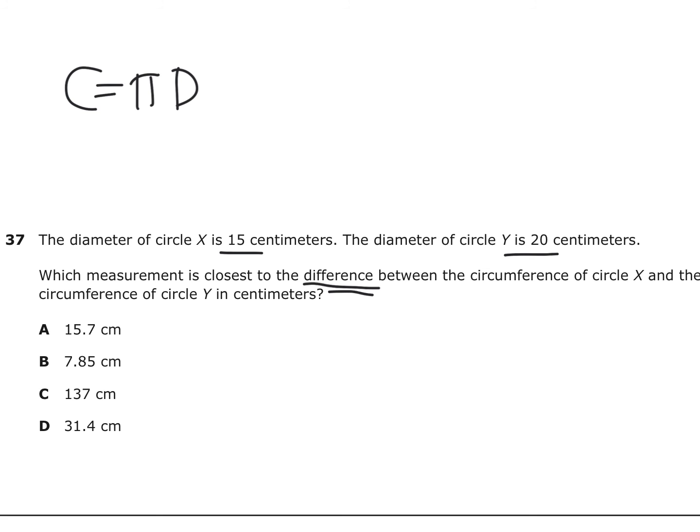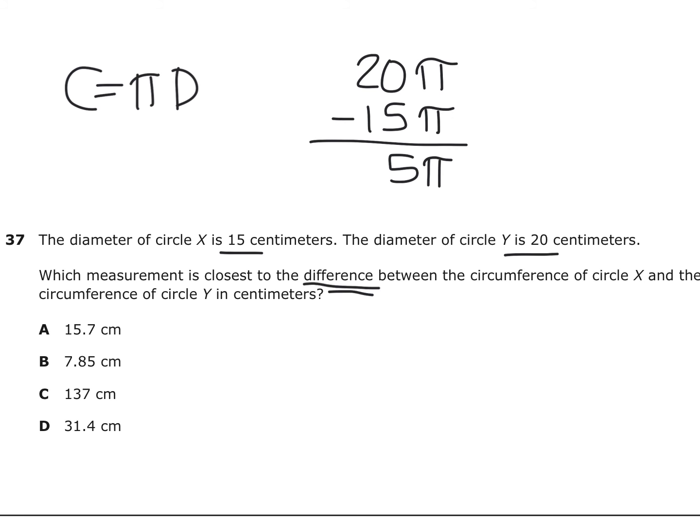So for the Y, we have 20 is the diameter times pi. And for X, circle X, we have 15 times pi. We want the difference between the two. That's going to be 5 pi. So we're going to multiply 5 times 3.14. 5 times 3 is 15. So the answer should be a little more than 15. Actually, this comes out to 15.7 approximately.